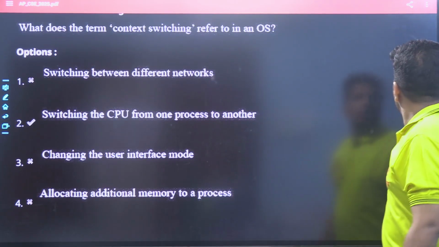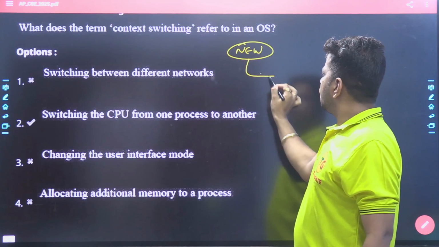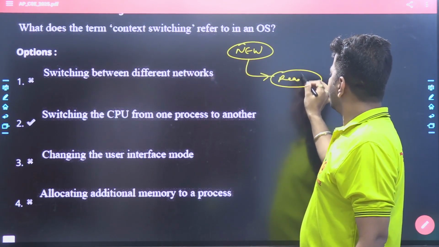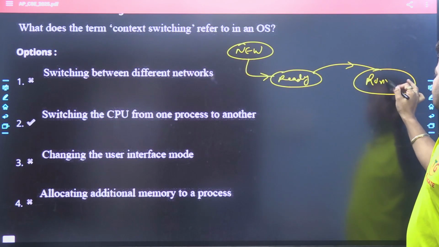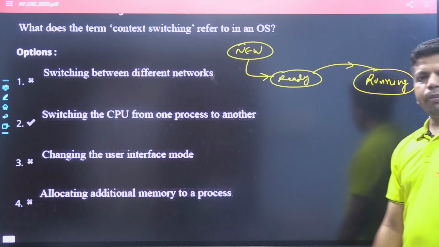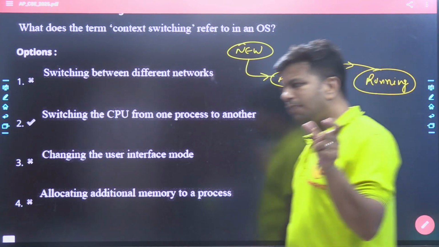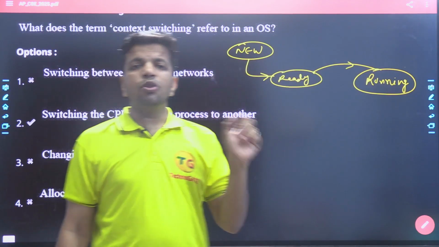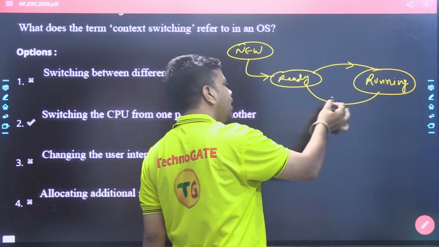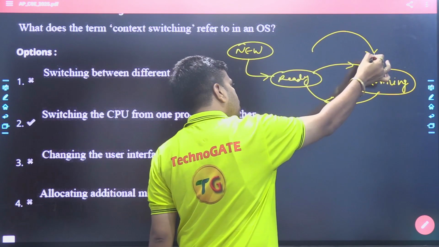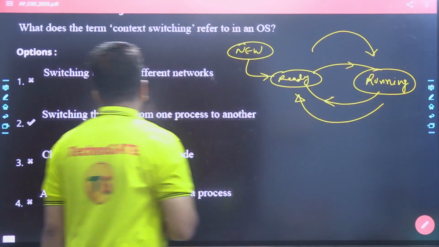See here, suppose this is the new state. From there your process goes to the ready state, and now for execution we can send it to the running state. Suppose in a round robin fashion, the execution of that process is completed, or its time slice is over, then we can send that process again to ready. So we submit a new process to running and the existing process to ready. That is called context switching.